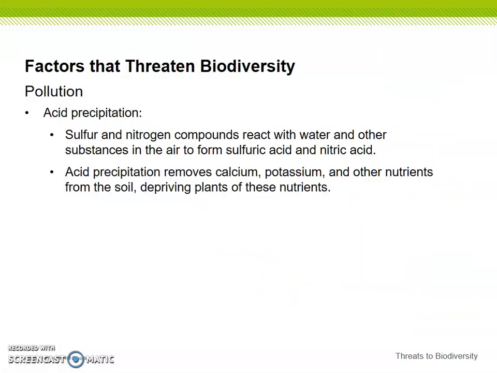Another threat to biodiversity is pollution. One type of pollution is acid precipitation or acid rain. That occurs when sulfur and nitrogen compounds react with water and other substances in the air to form sulfuric acid or nitric acid. So whenever we pollute the air, that gets mixed in with the water and creates acid. That acid then removes calcium, potassium, and other nutrients from the soil. So whenever that acid rain falls, it reacts with the soil and it deprives plants of the nutrients that are necessary for them to grow. The acid can also damage leaves on trees and on plants, making it harder for them to survive.